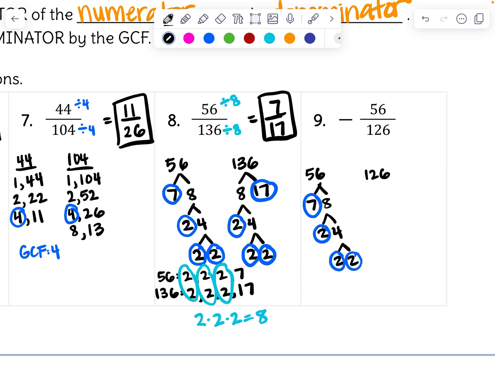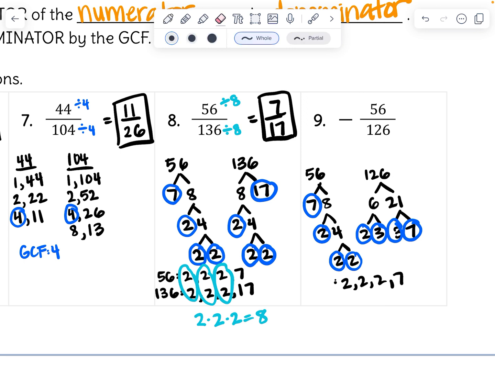For 126, we have 6 and 21. And then 2 times 3. And 3 times 7. Now I have 2, 2, 2, and 7. Oops, sorry about that. I meant to write the number, 56. And then for 126, we have 2, 3, 3, and 7.